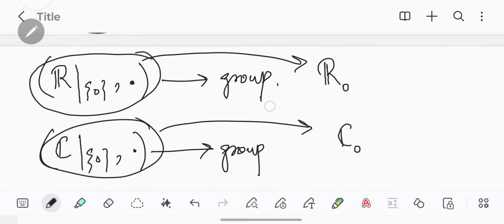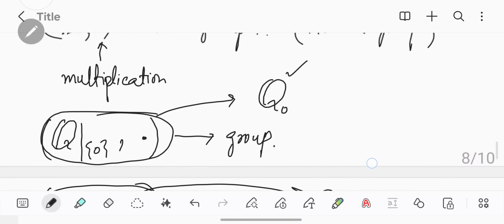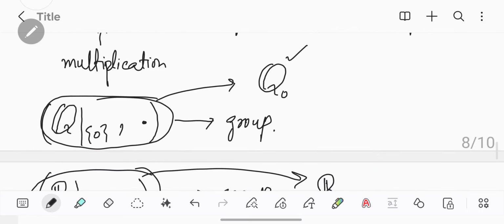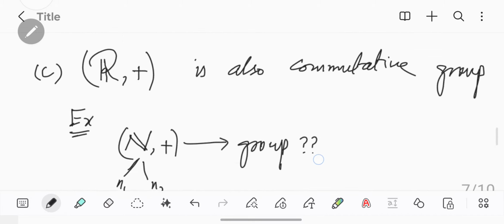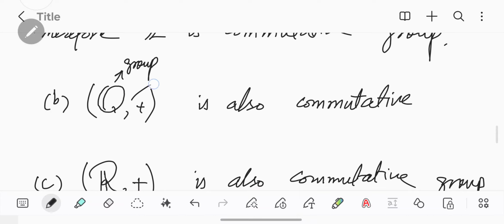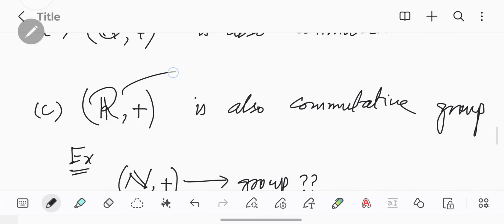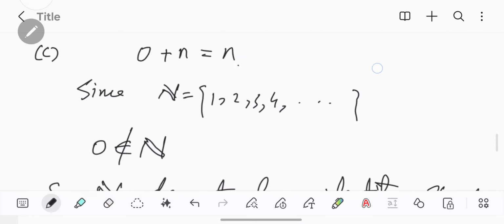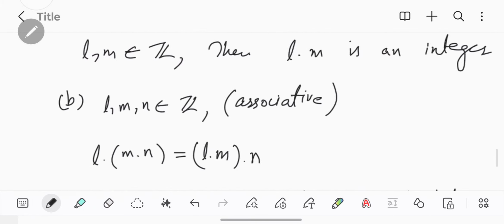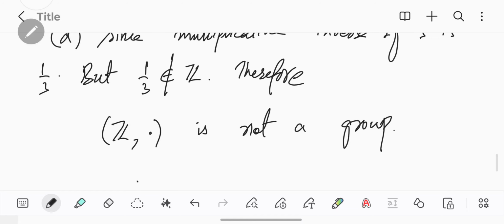So please pay attention that when we talk about the groups with respect to multiplication, that means we always take out 0. But if we talk about the groups with respect to addition, we don't take out any element, okay? We don't take out any element with respect to addition. So this is the main difference between the additive groups and the multiplicative groups.